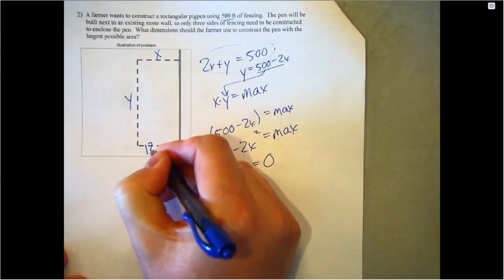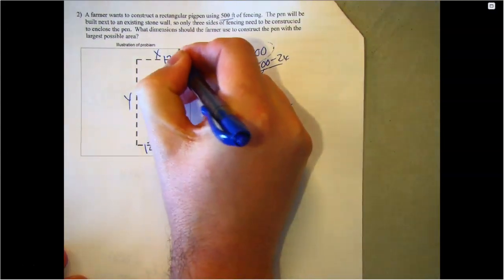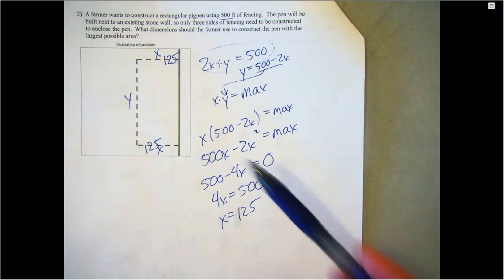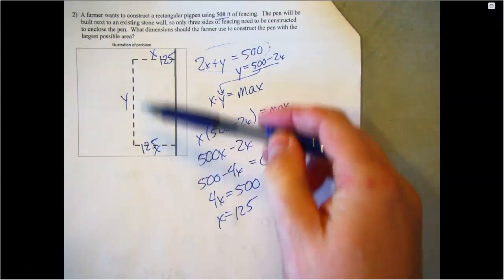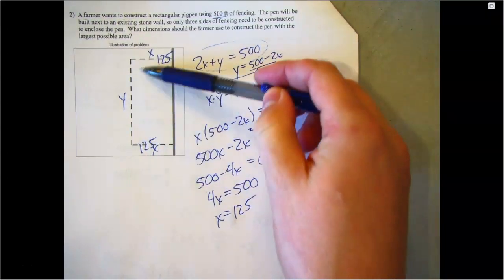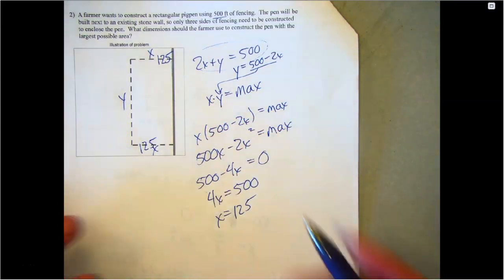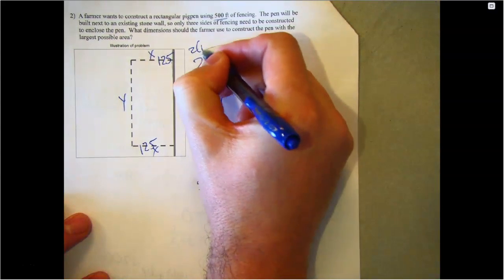So I know this is 125. And then you don't even necessarily need to plug back into the equation. You kind of do it in your head. If you have 500 feet of fencing and you used 125 twice, you've used 250, so how much is left? It's 250. You can plug it back in here. It's the same exact thing.